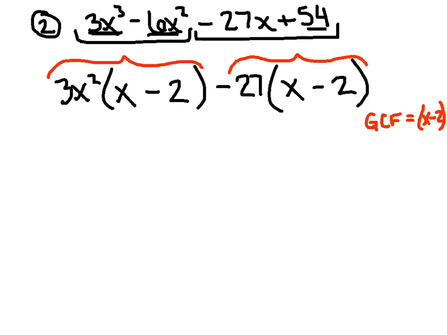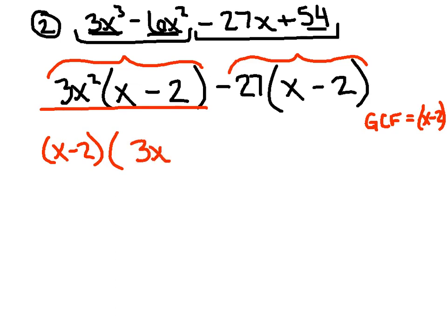So I'm going to factor out my binomial, and then I'm going to ask myself, if I divided that first term by the quantity x minus 2, what would I be left with? I'm going to say 3x squared. And if I divided this entire second term by the quantity x minus 2, I'd be left with minus 27.